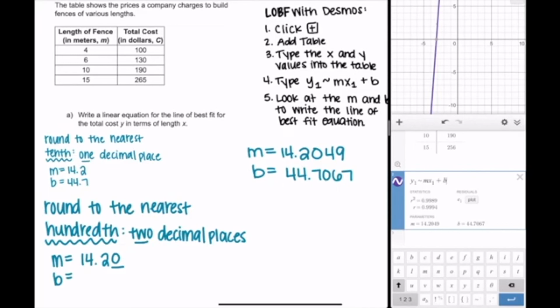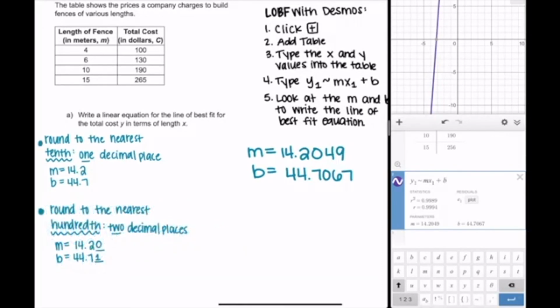Then we have our b value. If we were rounding that to the nearest hundredth, that would be 44.7 what? So in this case, again, we have 7, 0 right here, but the number behind the 0 is a 6. Since that's higher than a 5, this 6 is going to bump the 0 up to a 1. So now, instead of 44.7, it's 44.71, since we were rounding to 2 decimal places.